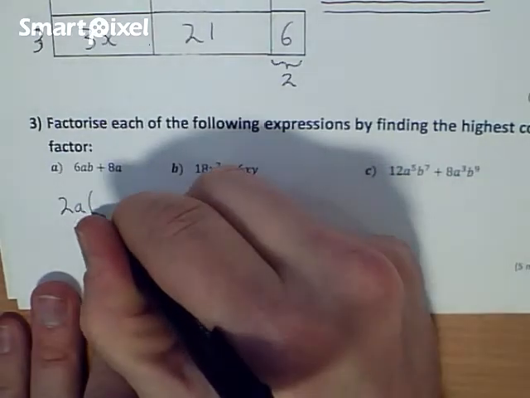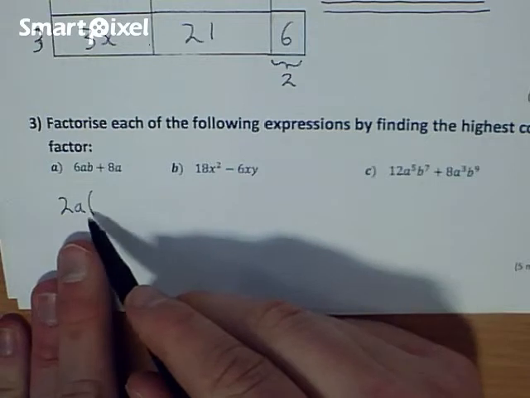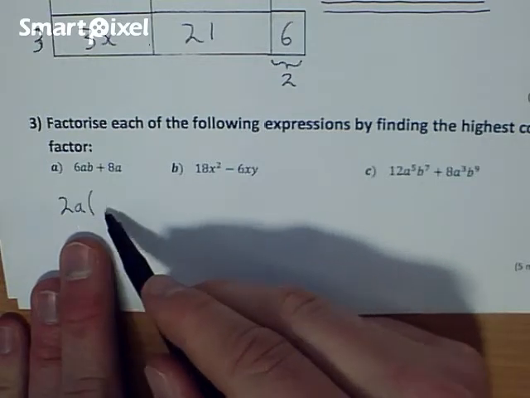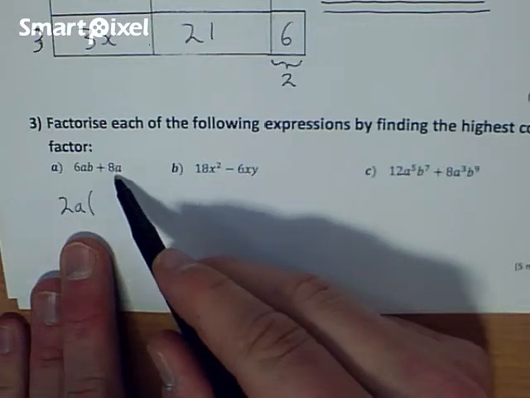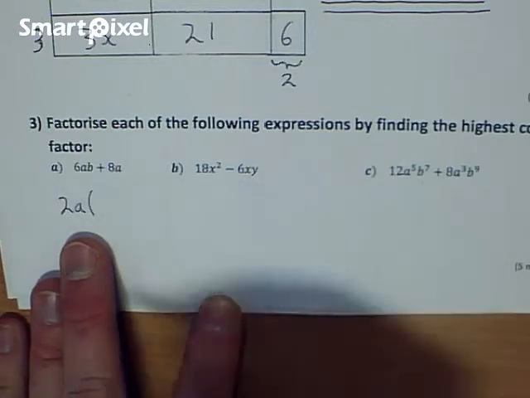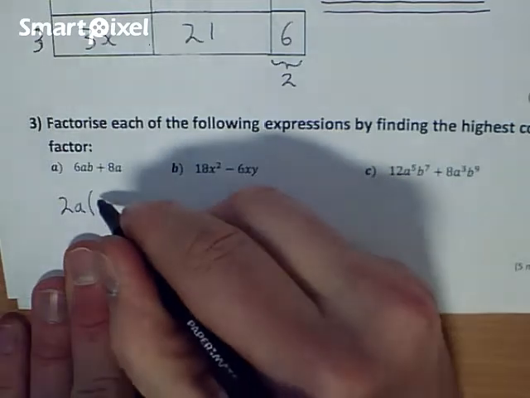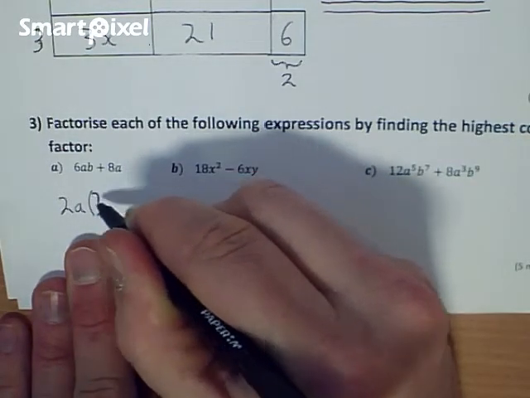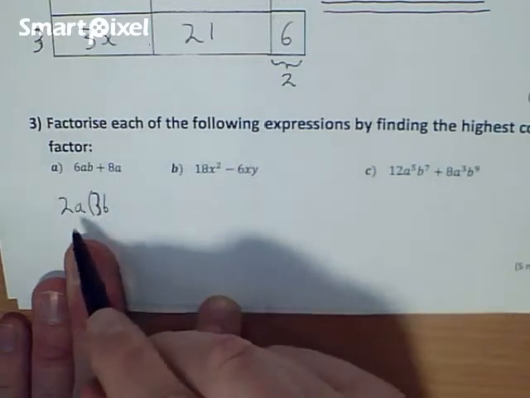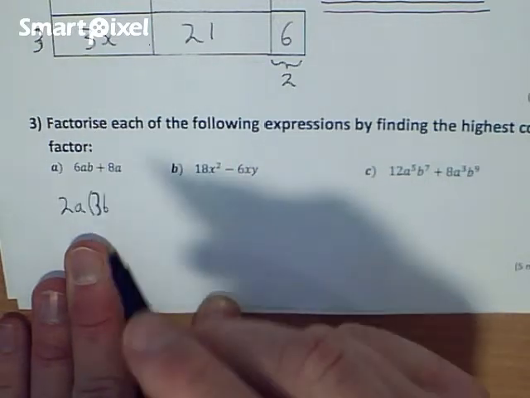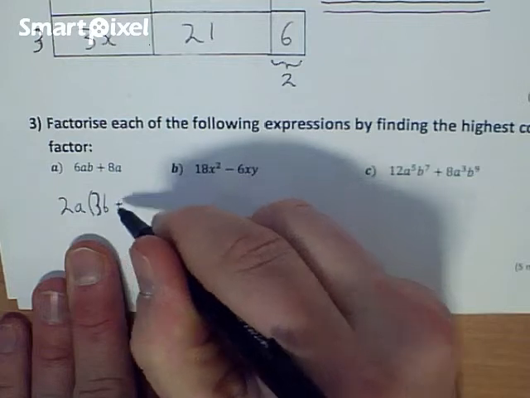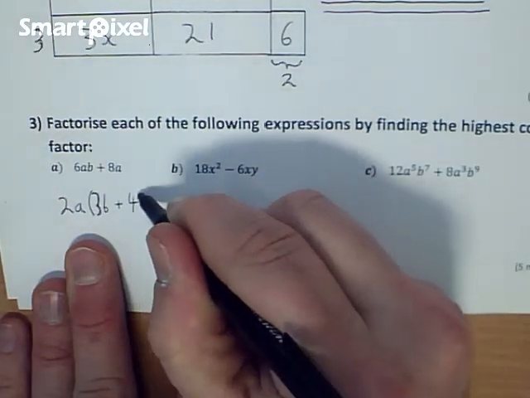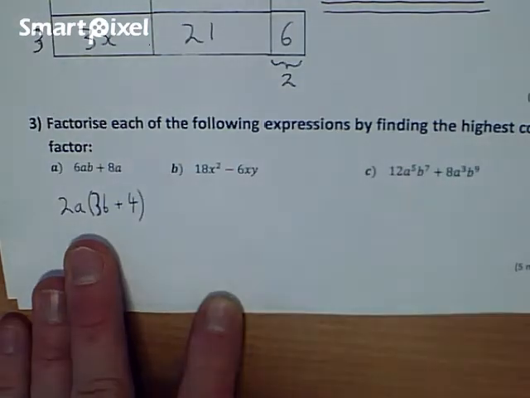What I put inside the brackets has to be equal, so that when I multiply 2a by each thing inside the bracket, I get my answer. So it's the reverse process of multiplying out. So I'm going to put 3b, because if I do 2a times 3b, that would give me 6ab. And what multiplied by 2a gives me 8a? Just 4. So 3b plus 4.